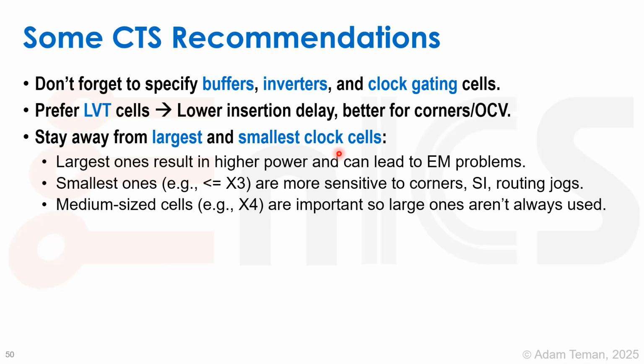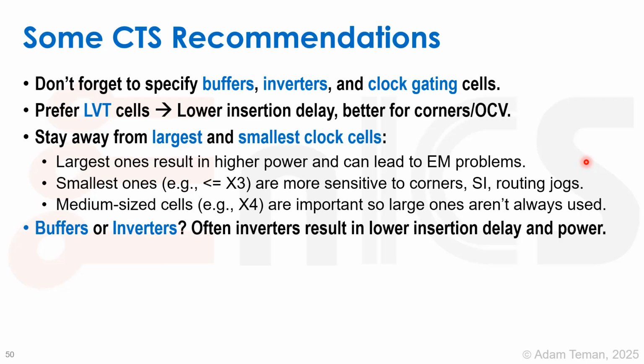Next, we should stay away from the largest and smallest clock cells, and therefore we may want to remove the largest and smallest clock cells in there. The largest ones result in higher power and can lead to all kinds of signal EM problems, and regular EM problems, electromigration. The smallest ones are much more sensitive to corners, to SI, to noise from other nets, routing jogs, all kinds of things like that. So we don't want to use the largest ones or the smallest ones usually. The medium-sized cells, like X4 or something like that, it depends on your library, are important, so large ones aren't always used.